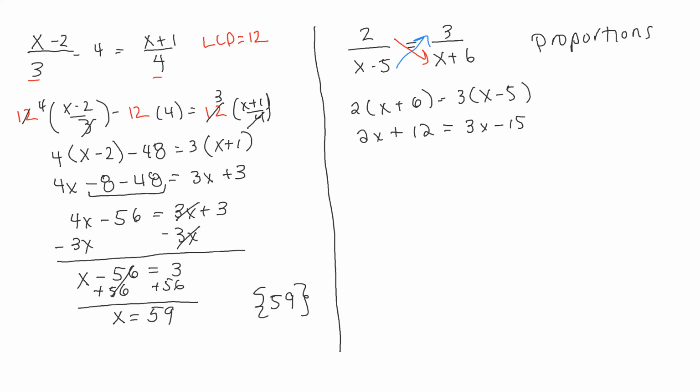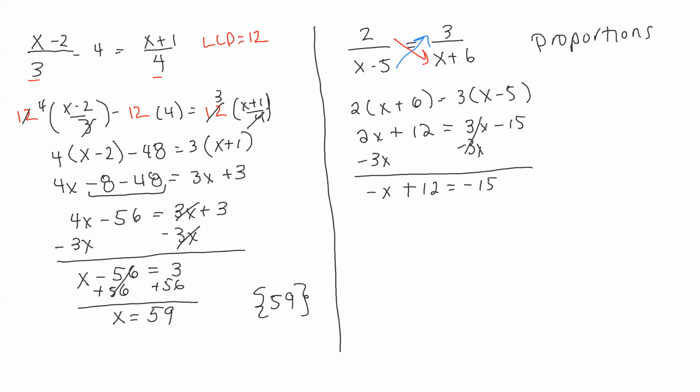And again, I know a lot of you, your gut is going to say move the 2x to the right. That is fine. I'm going to move it to the left so I can remind you one more time that you can't have a negative x as your final answer. So I'm going to subtract 3x from both sides. On the left, 2x minus 3x is negative x. So I get negative x plus 12. 3x minus 3x is 0. 0 minus 15 is -15.